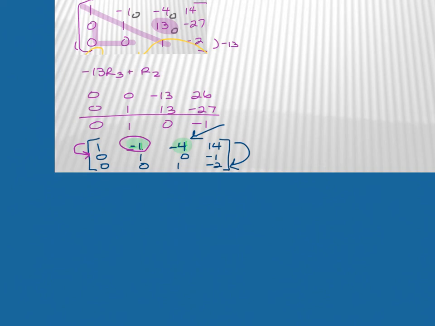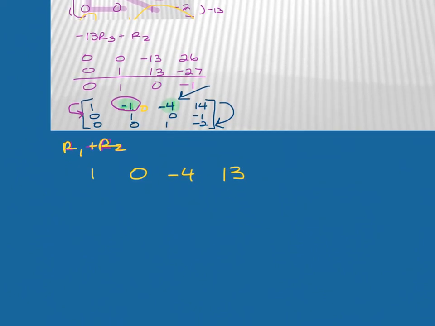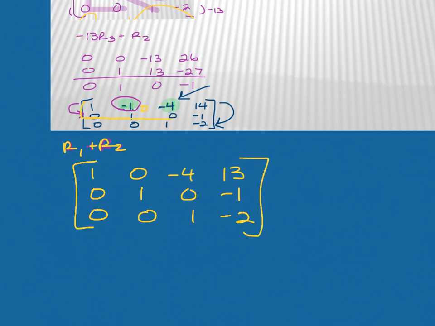Yeah, okay, so let's do that. So I would do row 1 plus row 2, and I'm going to get a 0 in that second spot. So I'd get 1, 0, -4, and 13. That's my top row. And then I have 0, 1, 0, -1, 0, 0, 1, -2. So that was adding row 1 and row 2, these two. And I got the 1, the 0, the -4, and the 14. And the -1, the 13.